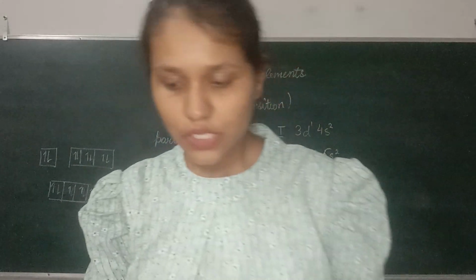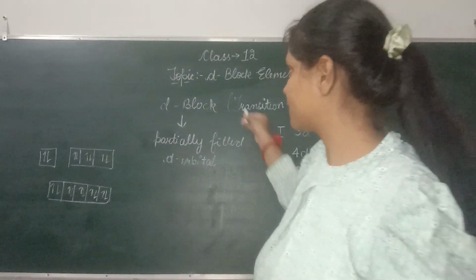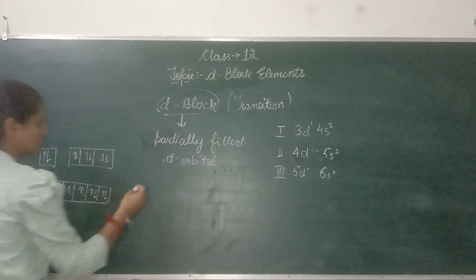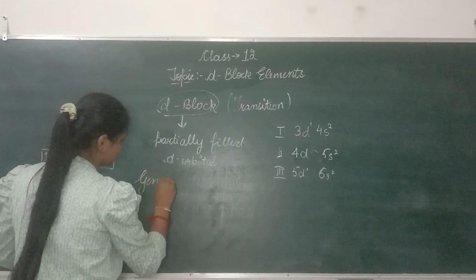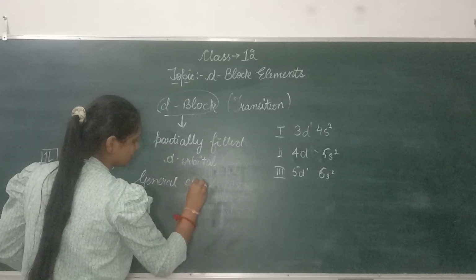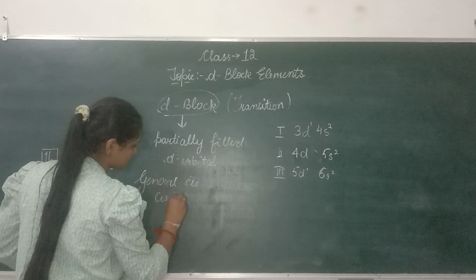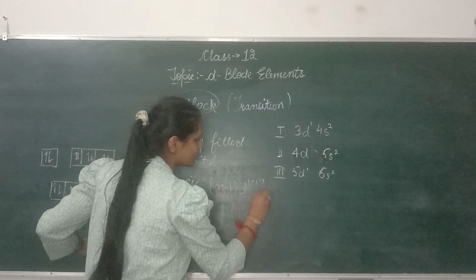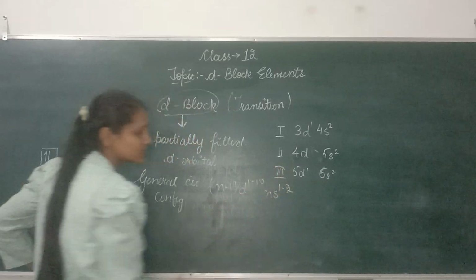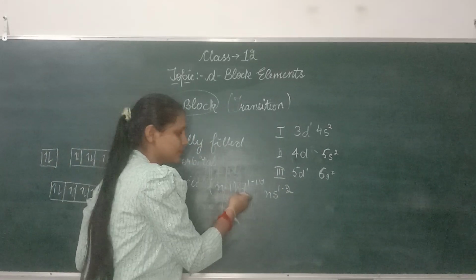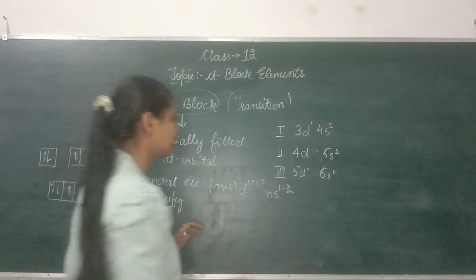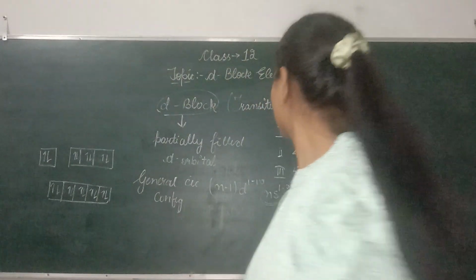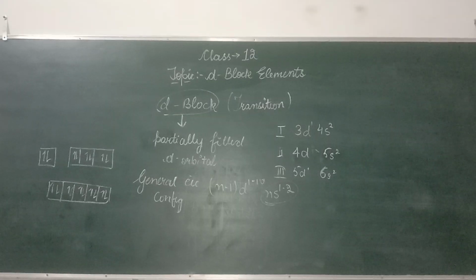So the general electronic configuration of the D block elements is (n-1)d 1 to 10 ns 1 to 2. In the d orbital, electrons are gradually filled up, and the s orbital includes 2 electrons.